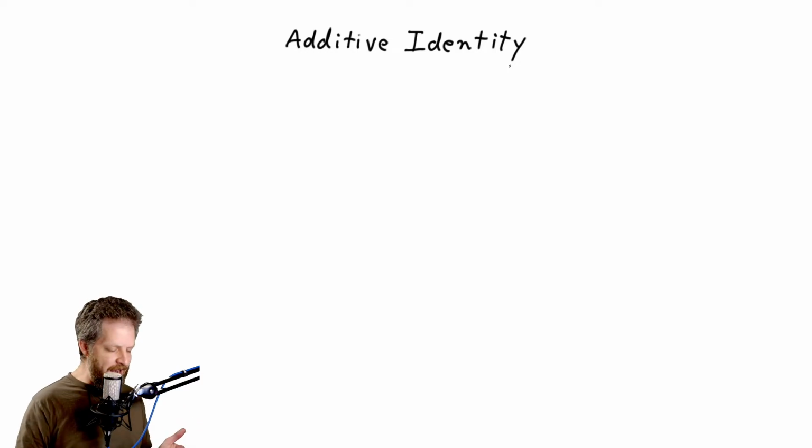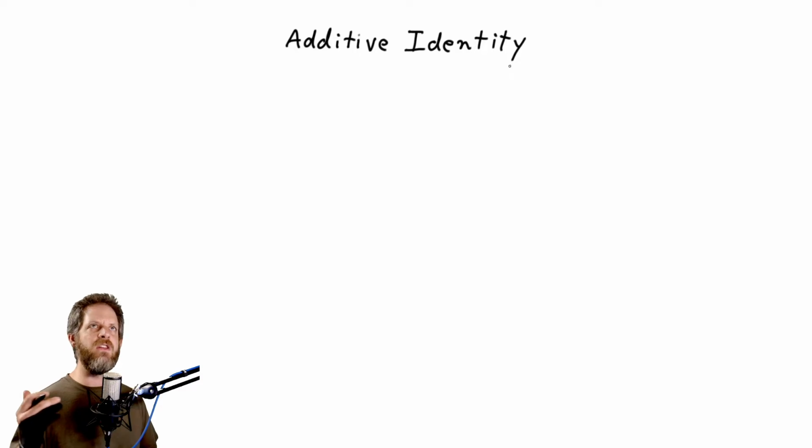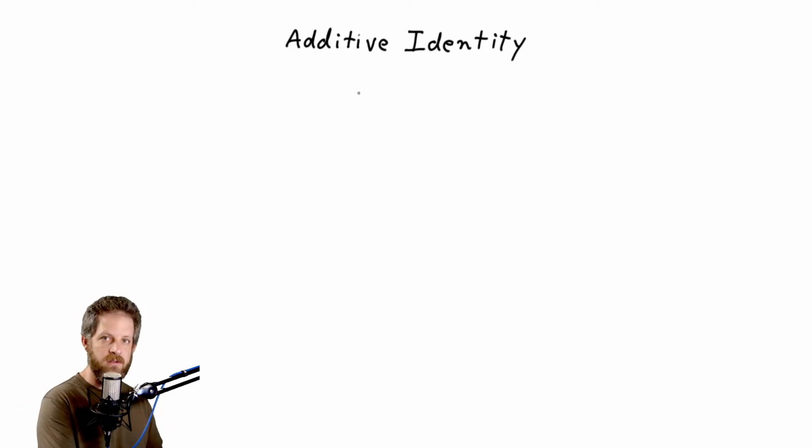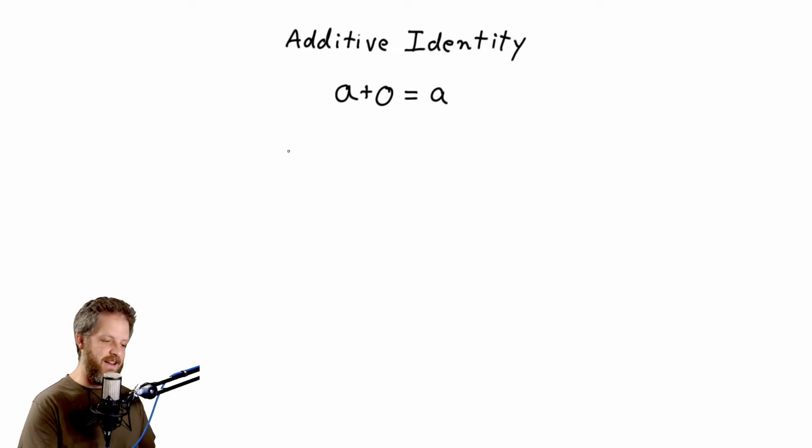So the additive identity is the number that you can add to any other number and it stays the same. Think about that for a second. What number can you add to any other number and that number doesn't change at all? Did you figure out what it is? So the additive identity is 0, because we can take any number and add 0 to it and it's still that number. So that's the additive identity.